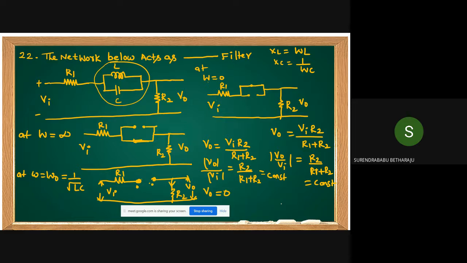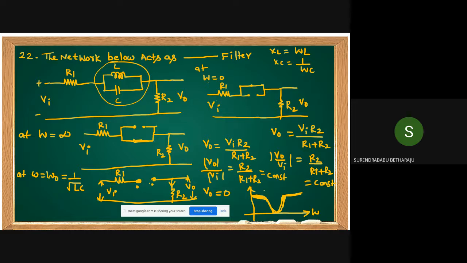Then if you draw the frequency response characteristics with respect to omega, now see, at low frequencies we are getting the constant characteristics. At resonant frequency, it is 0. Again, at higher frequencies, we are getting the constant characteristics. This is the frequency characteristics we are getting. This is which filter, friends?